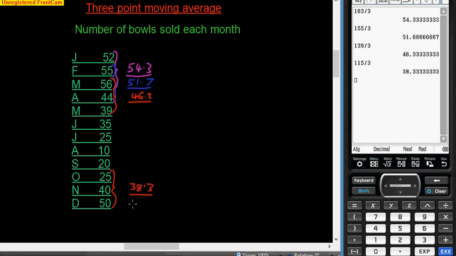38.3, and you have to stop there, because if we went to take the next 3, you'd have November at 40, December at 50, and then the next January, but we don't have a number for that, so we would only have 2, so you don't average them. You need 3 points in this 3-point moving average, so you would stop at November.